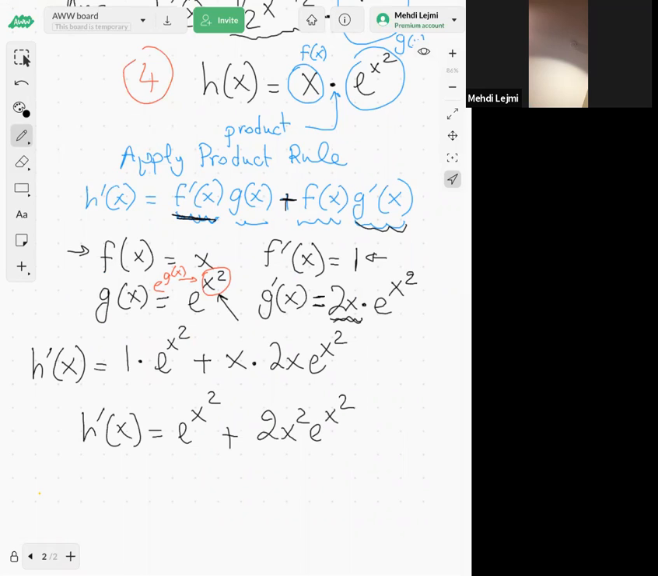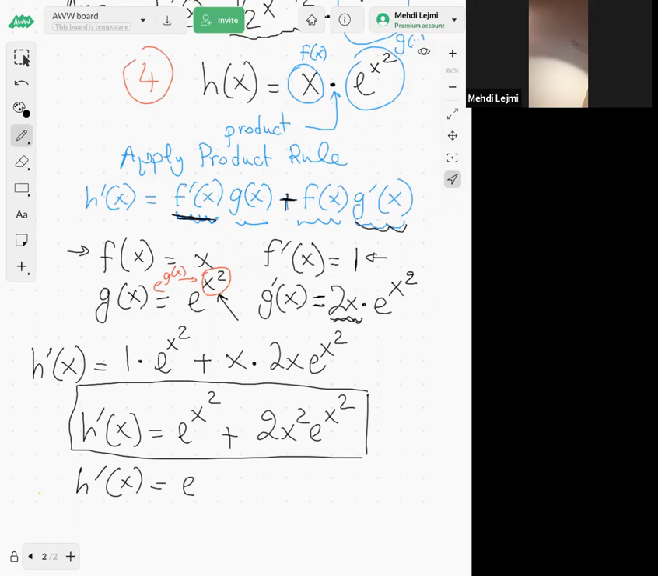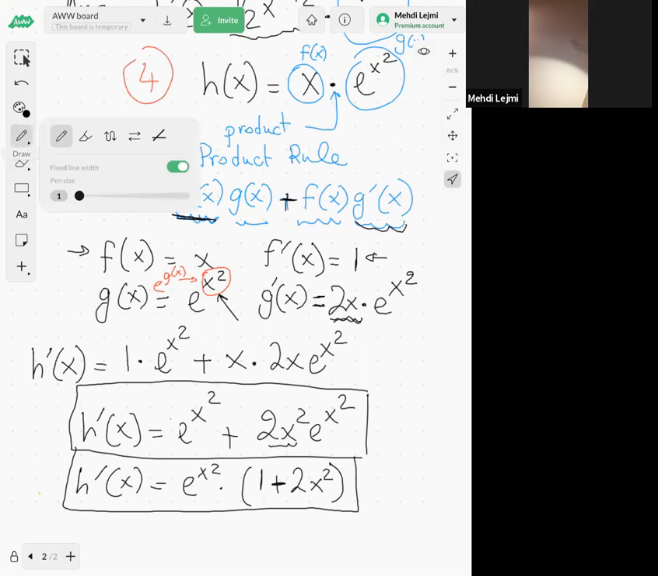And so this would be a fine answer, but you can also, if you want, factor out e to the x squared because it's a common factor. So then h prime of x would be e to the x squared times 1, because here it's like 1 left here, plus, and then there's this 2x squared. All right. So that would be a fine answer. As I said, you can factor out. It's up to you. If you don't want to factor out, you don't have to factor out.